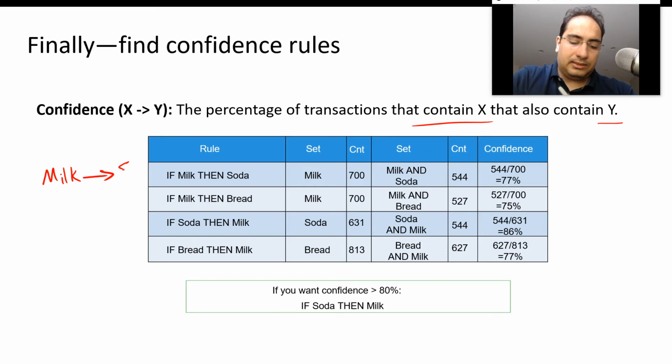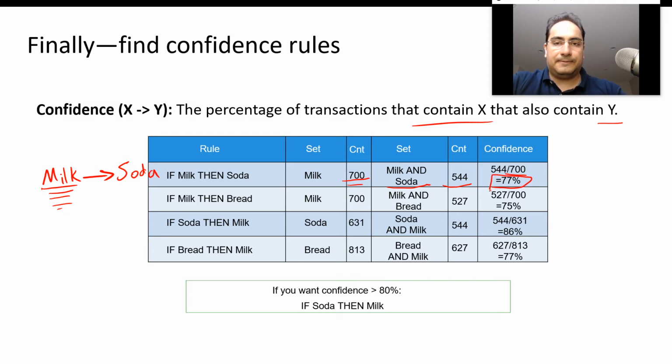So for the relationship, if milk then soda, first we need to know how many times we had milk. So we go and look at the support. We had 400 milks there, and we put that there, and then we calculate the number of times that milk and soda were bought together, which is 544, and we divide 544 by 700, and it gives us the confidence of 77%.